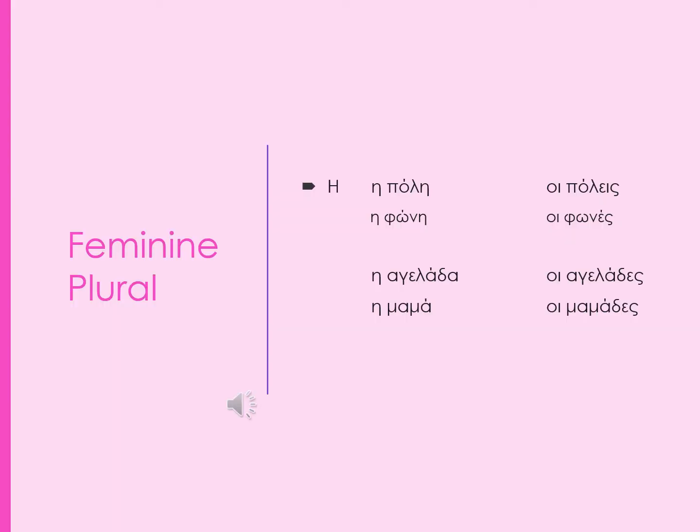Feminine plurals can be a little bit tricky as well. We have i poli, which is a bit of an anomaly, and i poli would change to i polis with epsilon iota sigma, but this is quite rare. What I really want you to focus on is this second one, i foni, which changes to i fones. So the majority of words that end in an ita will end in an s, epsilon sigma. I arelada changes to i arelades, much like i mama changes to i mamades.